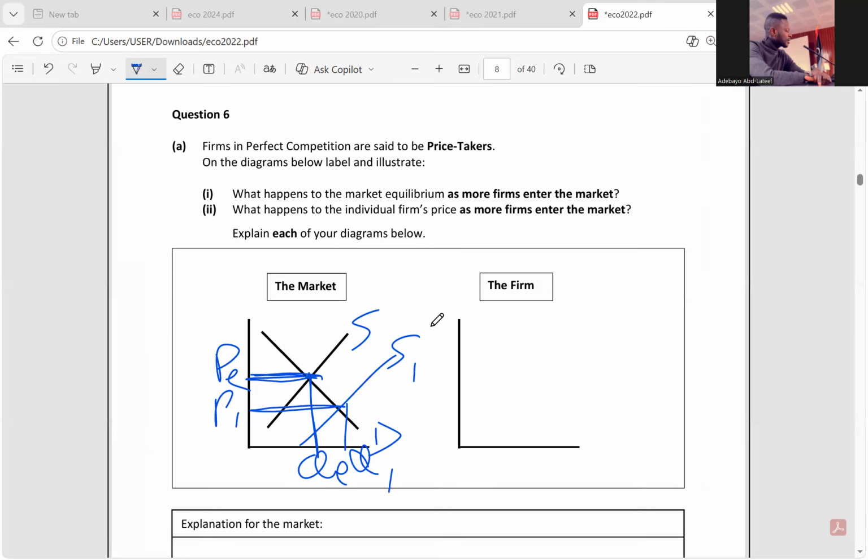Did you get that? Don't forget now. The firm will face a leftward shift in its demand curve. So there's going to be a leftward shift in the demand curve, from D to D1.